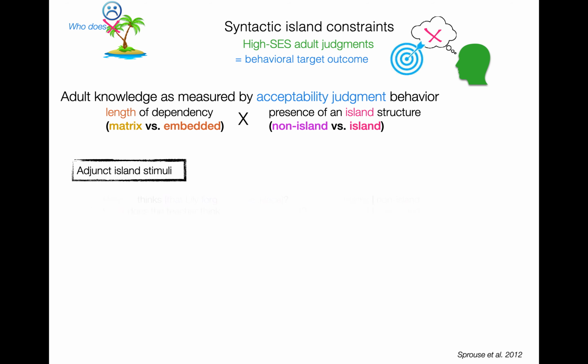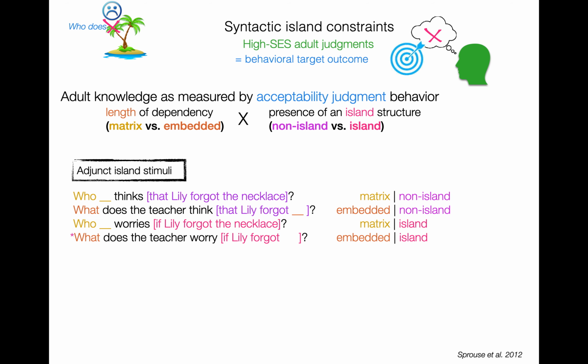Okay, and then last but not least, our adjunct island stimuli, which are pretty similar, except you actually have the same non-island structure. Who thinks that Lily forgot the necklace? What does the teacher think that Lily forgot? And the actual island structure for adjunct islands is this if CP. So who worries if Lily forgot the necklace versus what does the teacher worry if Lily forgot, right? So these are our four island types with our four stimuli.